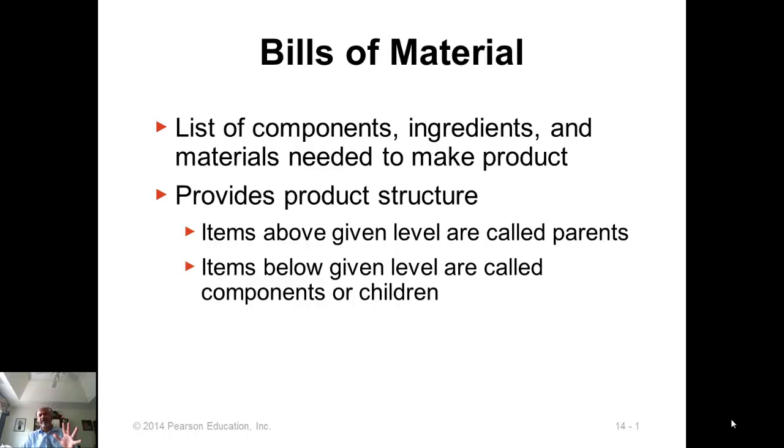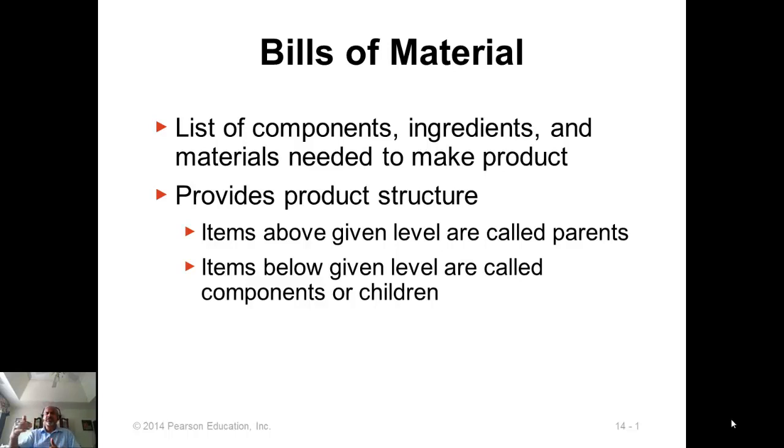Okay, of the prerequisites: master production schedule, bill of materials, inventory availability, purchase orders placed, scheduled receipts, and lead time. We already discussed master production schedule. The next item is bill of materials.